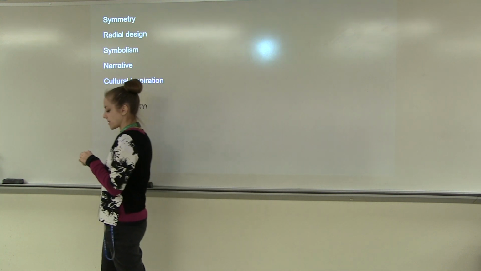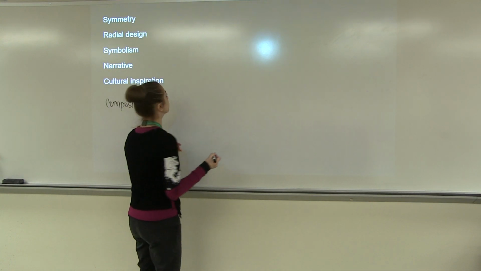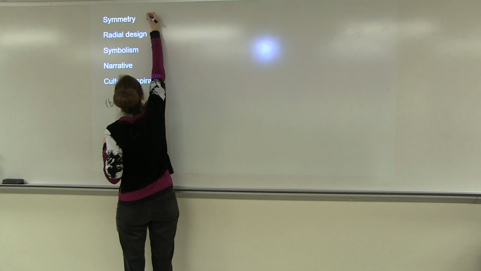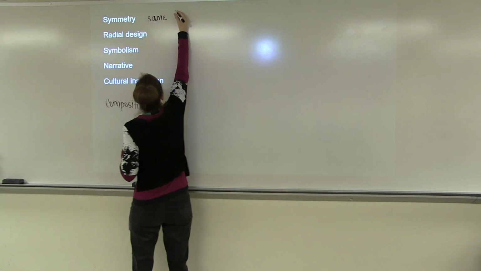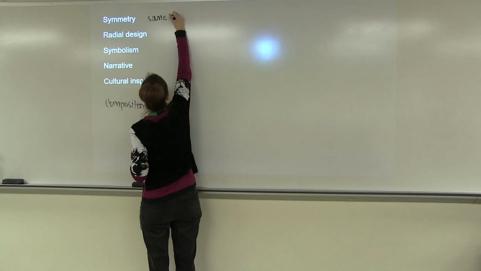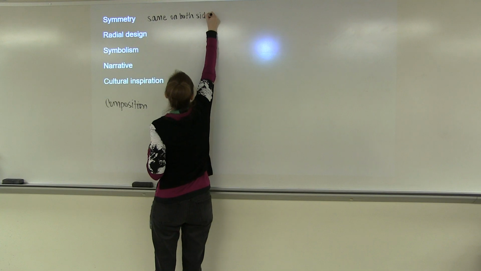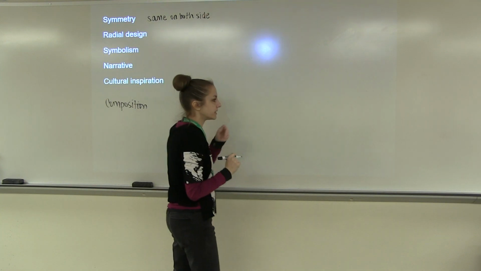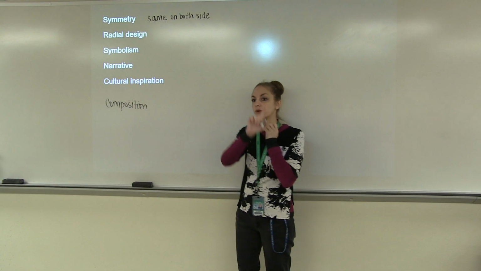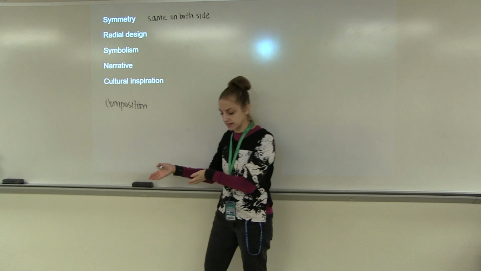What did you come up with as an explanation for symmetry? Same or equal throughout. Mm-hmm. So, symmetry could be the same on both sides, if we're thinking of side-by-side symmetry or mirror image symmetry, right? It could be the same all the way around if we're talking about radial symmetry, as in mandalas.